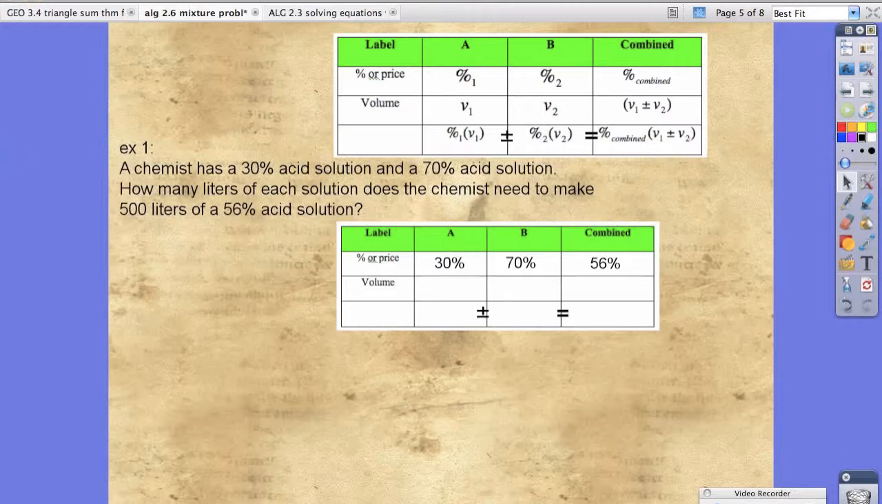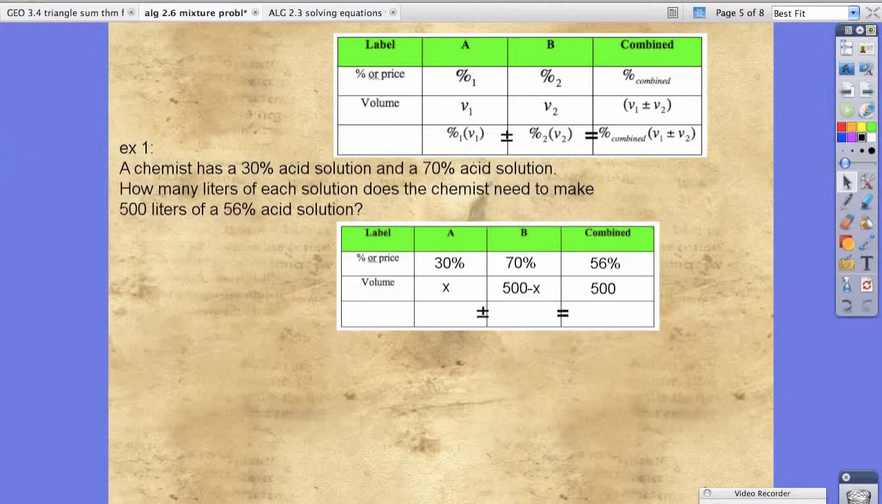Then if we look at the volume of the 30% solution, we really don't know. So of course when we don't know, we're going to define a variable, say x. Now we do know that we have 500 liters total. So we know that when we combine it, it's 500 liters. Now, to come up with this portion for the B, well, it's going to be 500 total minus however much there is for x. Therefore, we have 500 minus x.